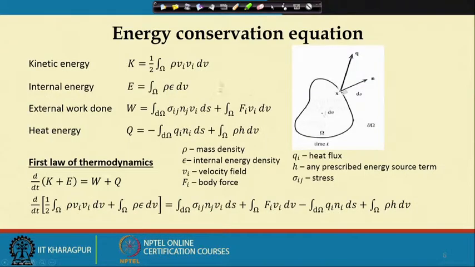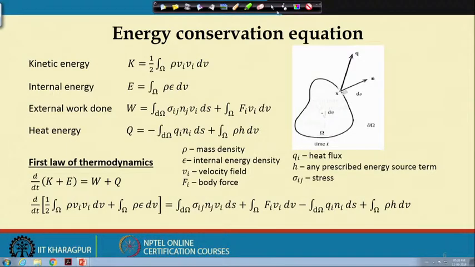Now, if I consider the basic energy conservation equation for a body with thermoelastic energy, the first starting point is the first law of thermodynamics.